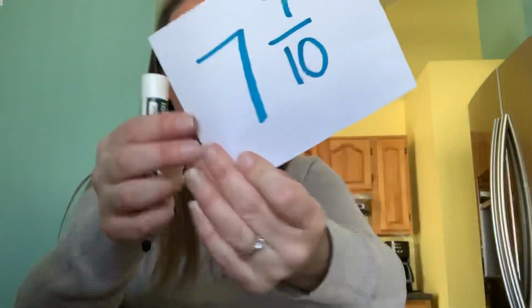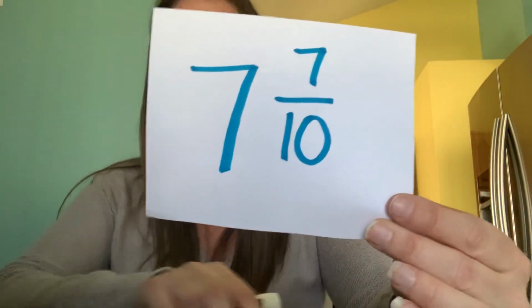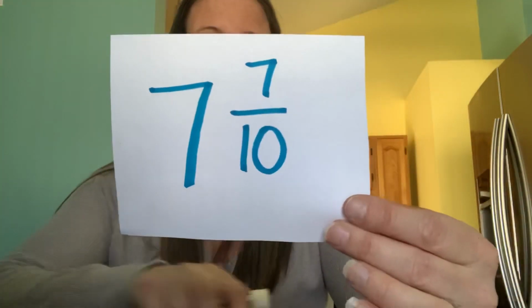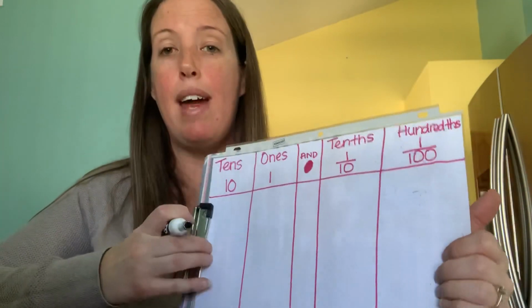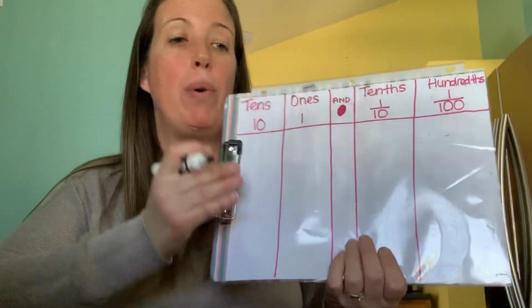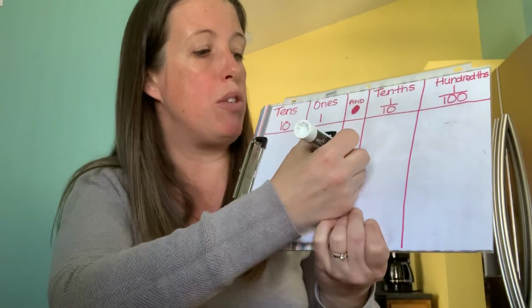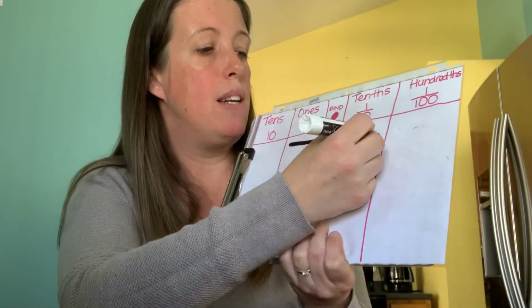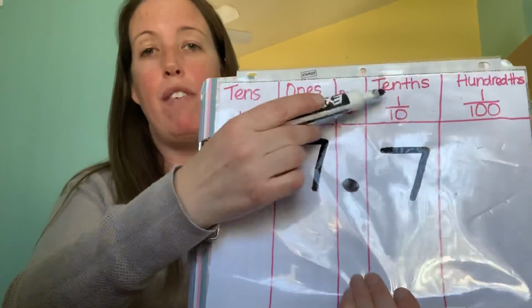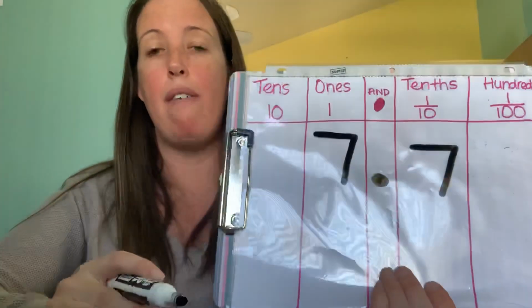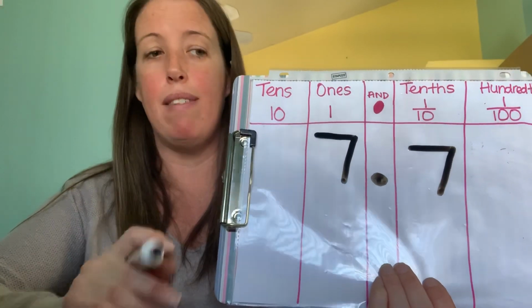All right, try this one. What would it look like? We read that as 7 and 7 tenths. So I'm going to come to my ones place, draw the 7 that's represented, and 7, and it finishes in the tenths place. 7 and 7 tenths.